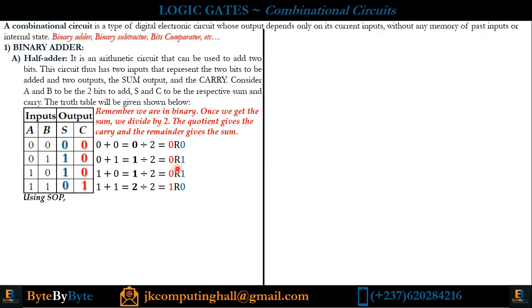Okay, let's proceed. Using SOP, we have S equals A bar B plus A B bar, because remember the SOP will identify the input 1 as we have here. At this level, A is 0 complemented, B is 1 not complemented. At this level, A is 1 not complemented, B is 0 complemented. But from the previous lesson, we realized that the expression we are having here, A bar B plus A B bar, is that of the XOR gate. So actually S is equal to A XOR B.